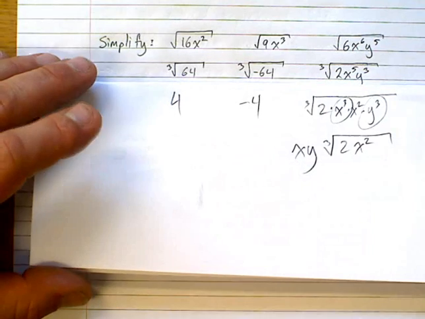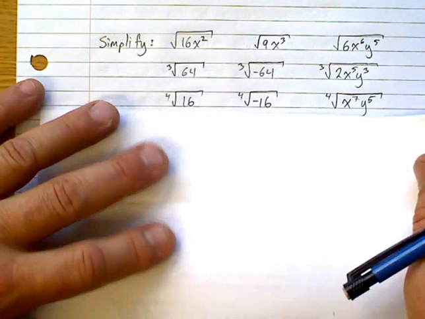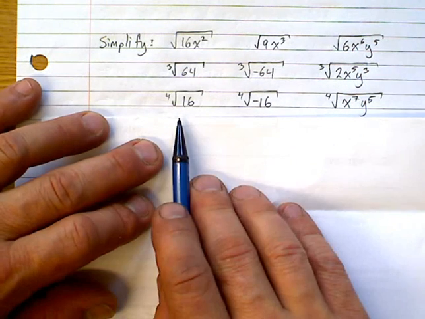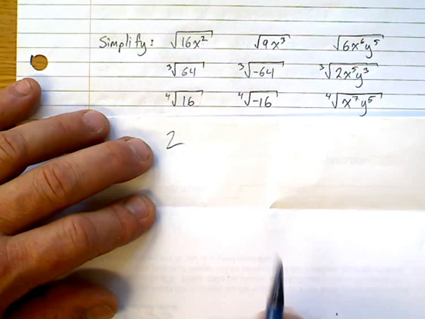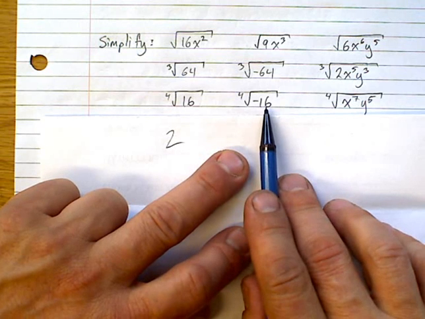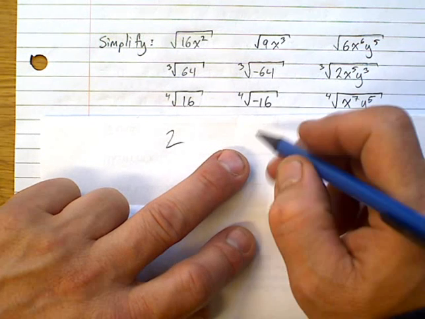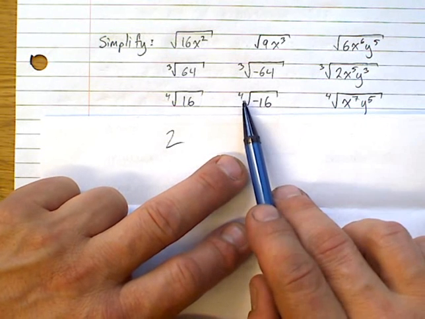Okay. Let's look at a couple more examples. The 4th root of 16. Well, 2 times 2 times 2 times 2. So I know the answer to that is 2. Now, can you take the 4th root of a negative 16? Well, you know what? Call it 2i if you want. But we're going to say because it's an even root, you can't take the even root of a negative number. So, no working. All right?